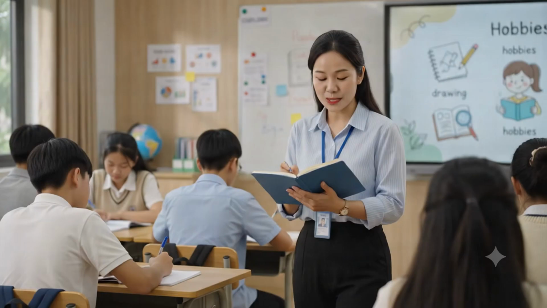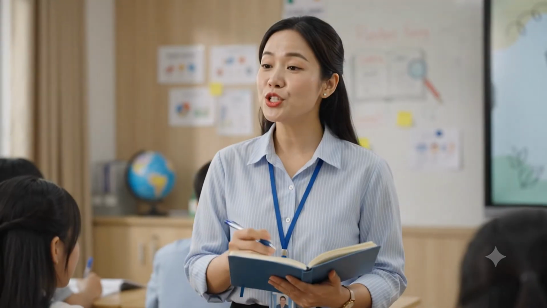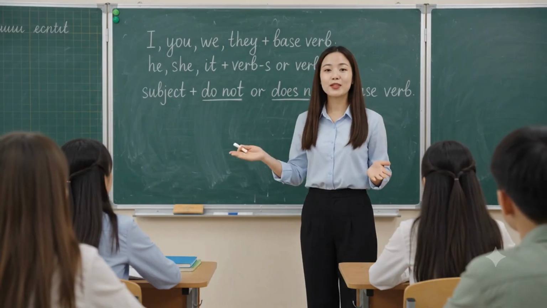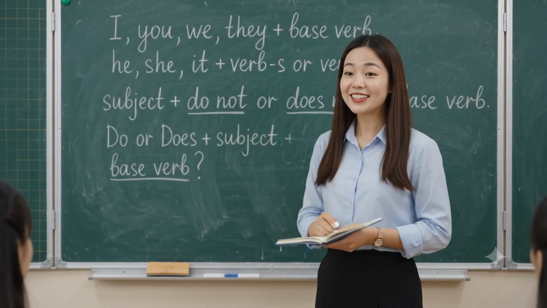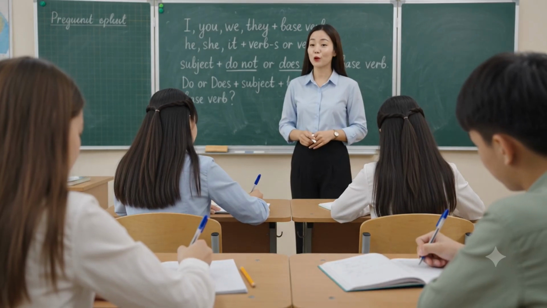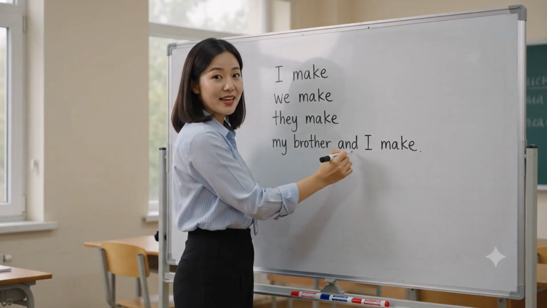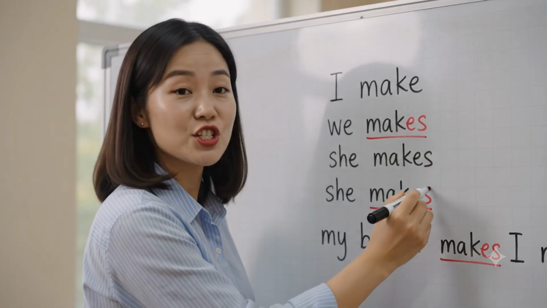I noticed some mistakes with subject-verb agreement. Remember to use does for questions. Let's begin with the affirmative. For negative, we add not. Finally, for questions, use do or does. We say I make and we make, but it is he makes and she makes.